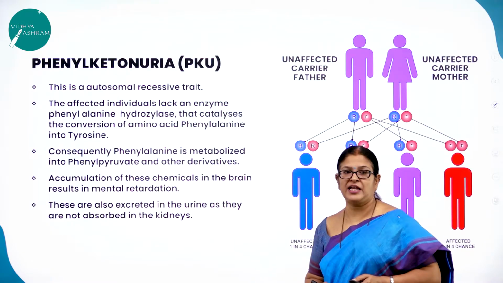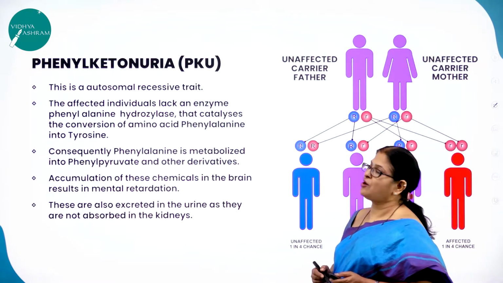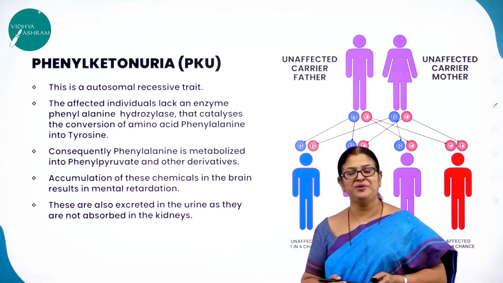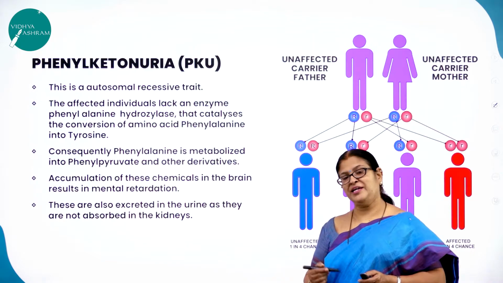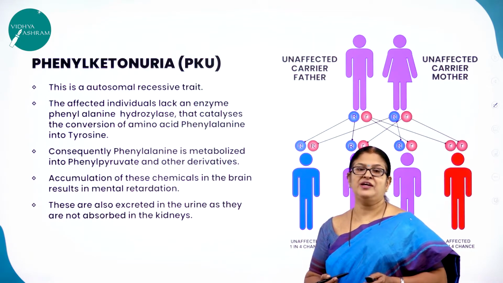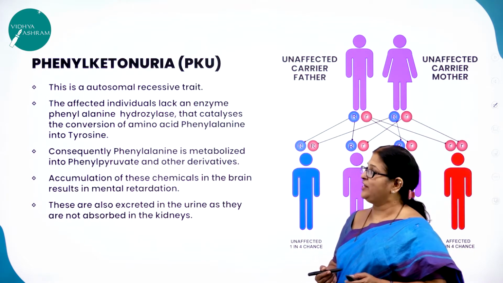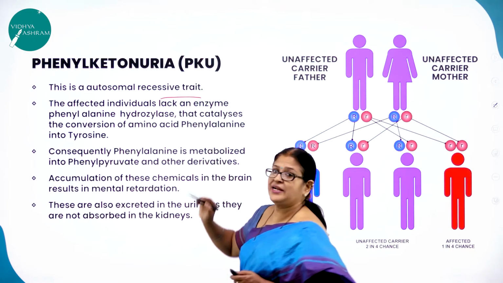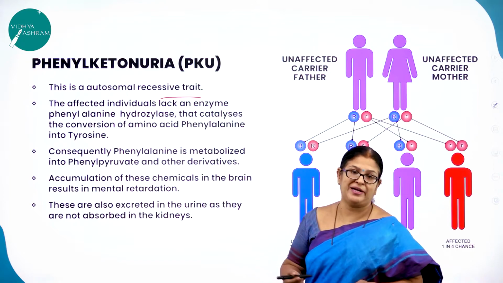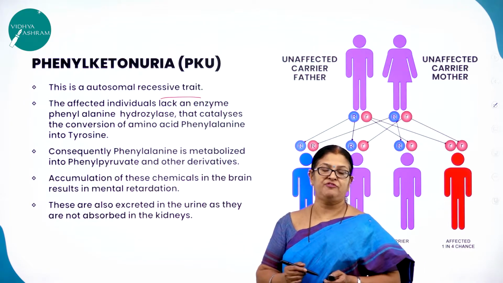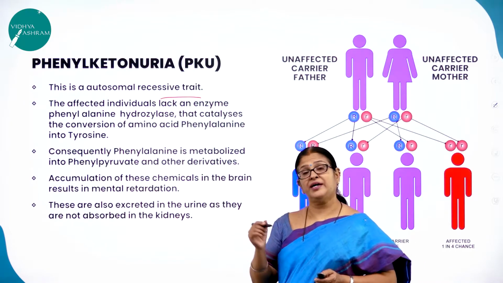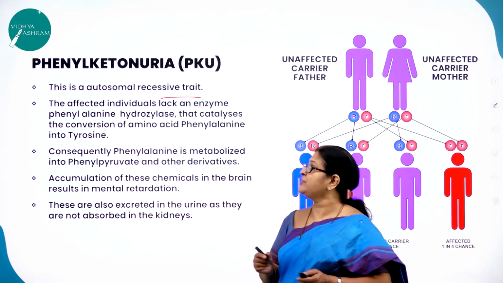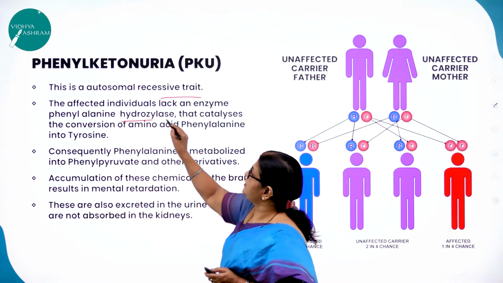Moving on to phenylketonuria. Again, it is commonly called PKUs. You may wonder why they are called PKUs, because they show abnormal mental behavior, hence they are referred to as PKUs. This is an autosomal recessive trait, and it is due to abnormal metabolism. There is one amino acid called phenylalanine that is affected here due to abnormal metabolism, because of the absence of an enzyme called phenylalanine hydroxylase.